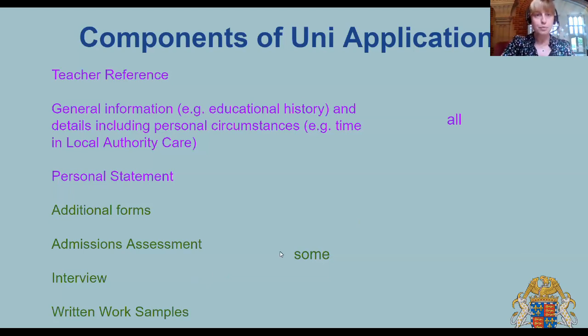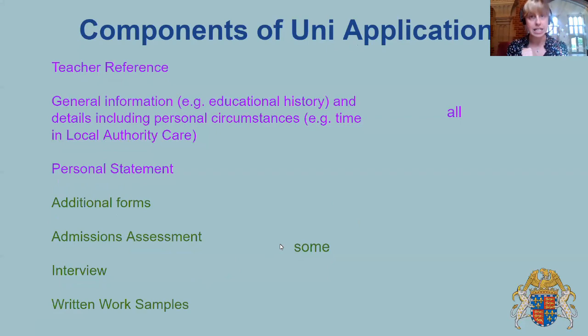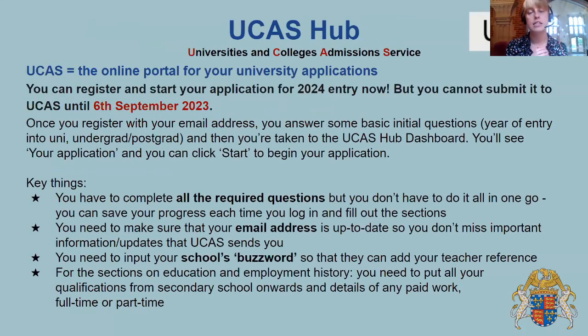Now, I'll come later to talking about why we ask you to do these additional things, whether it's filling in a form, submitting some samples of written work, taking an admissions test. But that's the overview, the basic bird's eye view, shall we say, of how the Cambridge application process has some additional elements to UCAS, which is the next section.